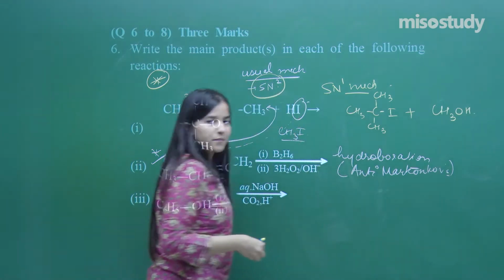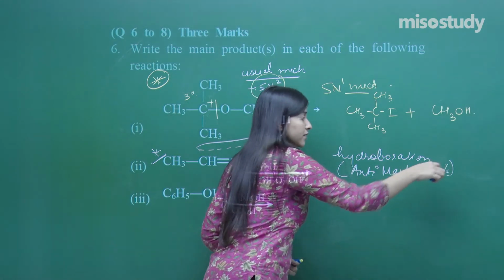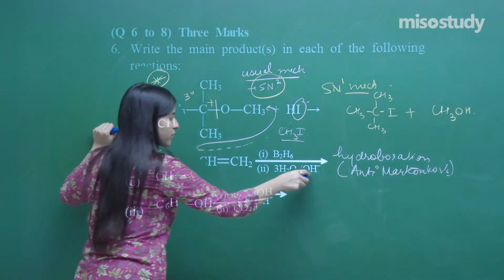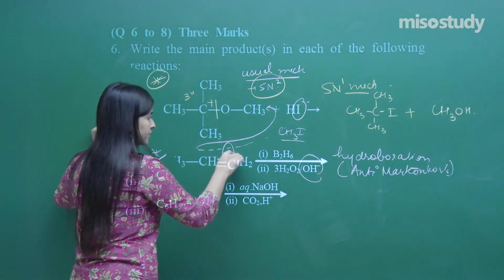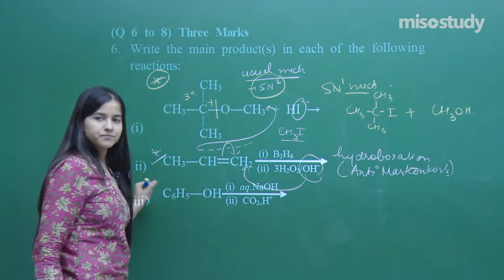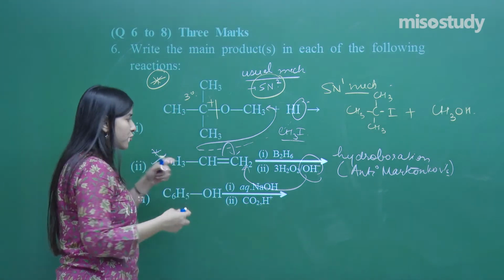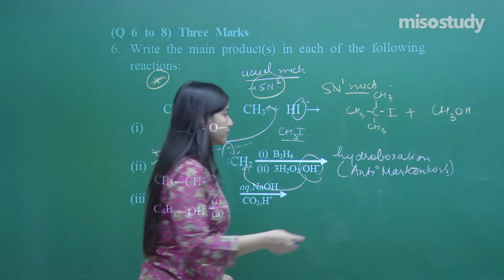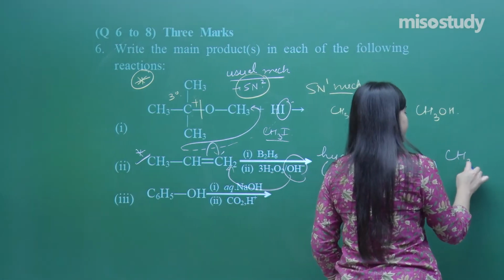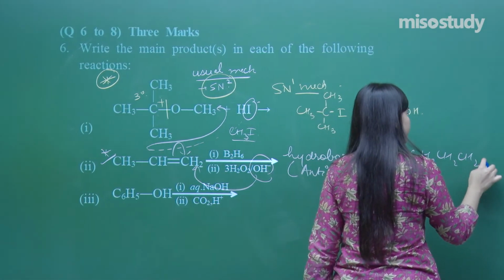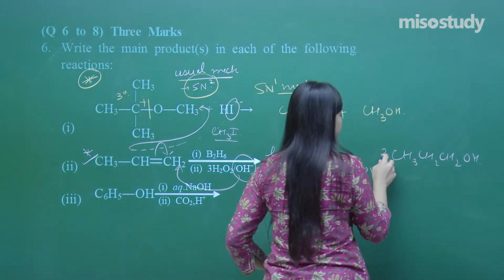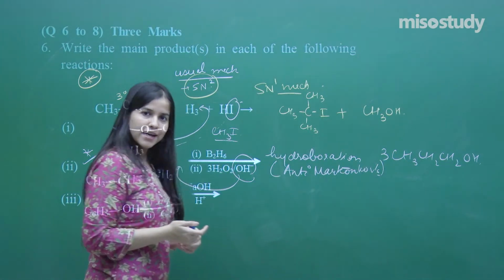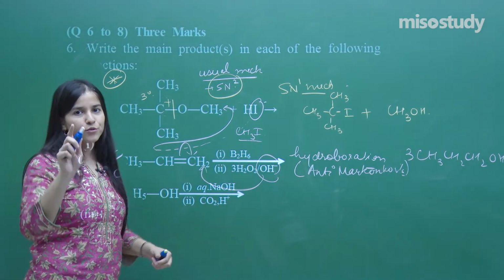Right? Always remember this, anti-Markovnikov's rule. And yes, OH will get attached where? Here. Clear? So my major product, main product, I have to write. So it will be... yes, thrice of, in fact, as per the reaction. So you have to do it on your own, right?